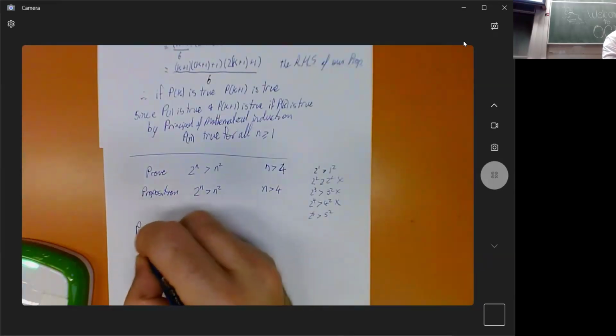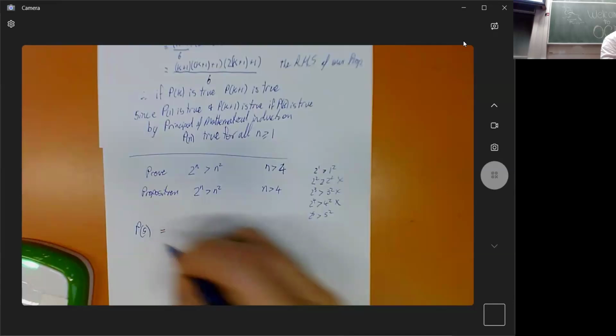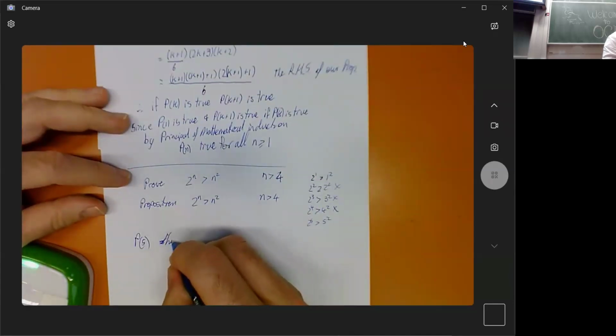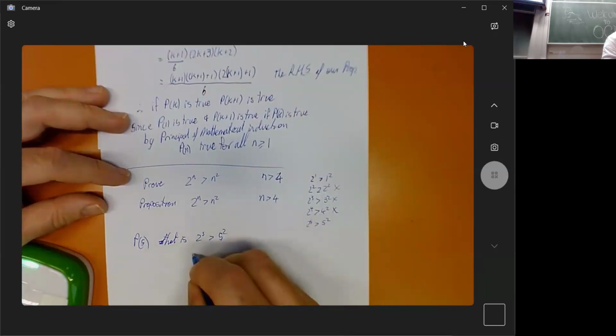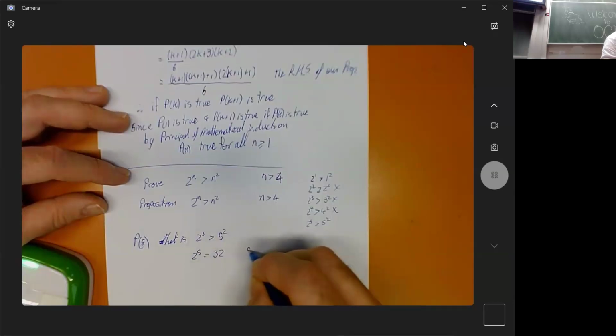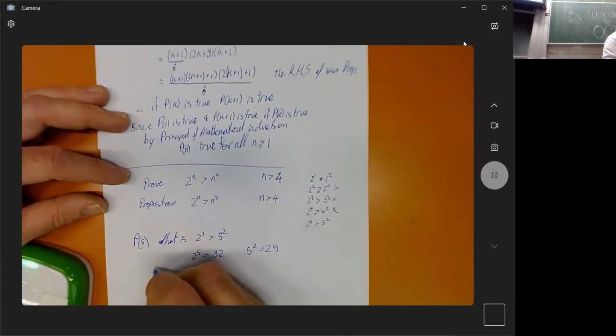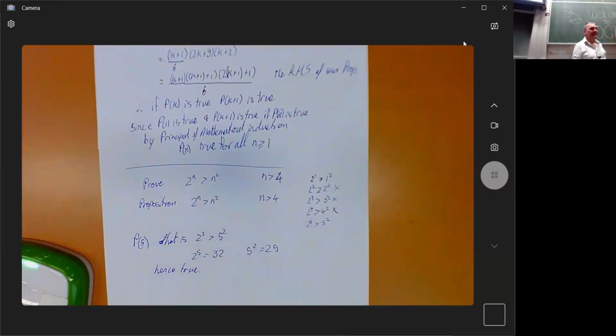Okay, so P of 5. P of 5 would be our first case, and that is 2 to the 5 greater than 5 to the 2. 2 to the 5 is equal to 32. 5 to the power 2 is equal to 25. And it's true. All right. One of the things that can make it quite difficult is when we're talking about inequalities, the inequalities themselves can be difficult to work out. Okay, so that's where we're going.